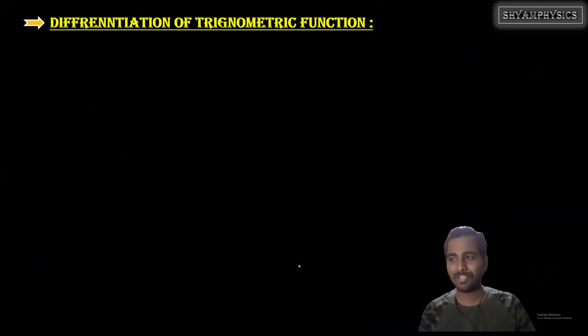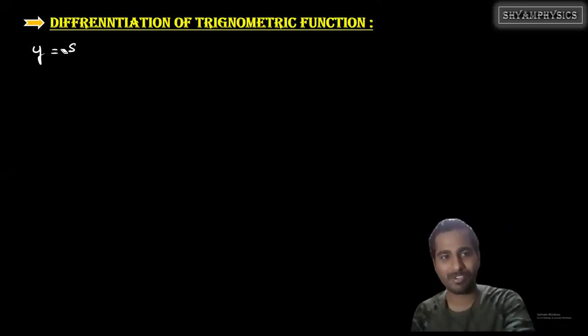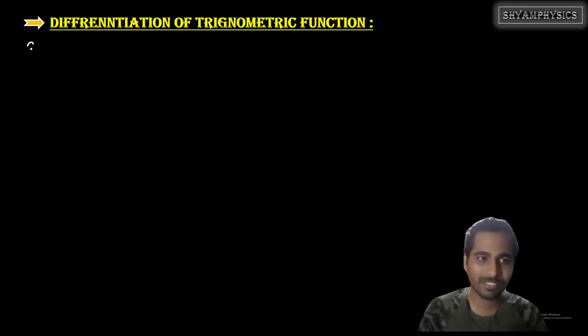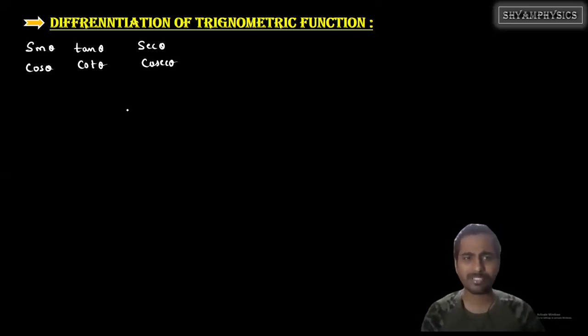Next, differentiation of trigonometric functions. We know trigonometric functions, right? Sin x, cos x, sin theta, cos theta. This is also very important, by the way. Now I will go with y is equals to sine. First I'll write the trigonometric functions. What are the trigonometric functions? Sin theta, cos theta, tan theta, cot theta, secant theta, cosecant theta. These are the trigonometric functions.